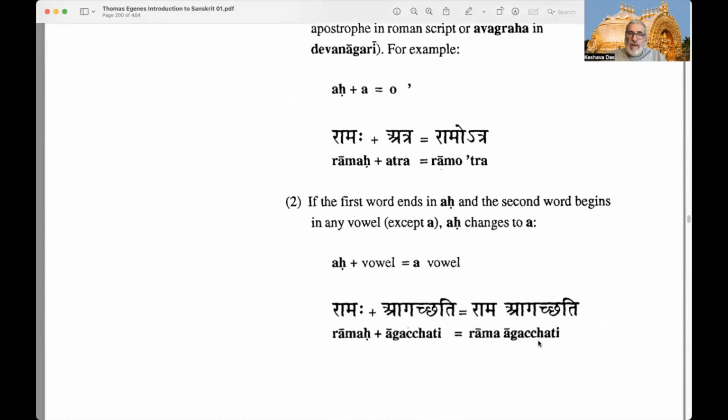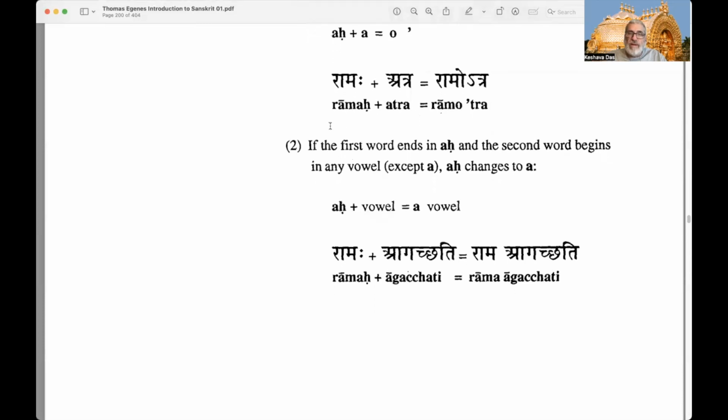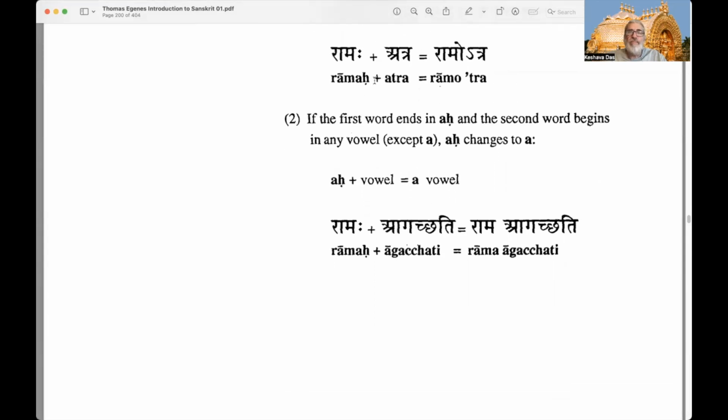And here's the examples, right? So we have the first word, whatever it is, ending in short a Visarga, and then the second word starting in a short a. After the Visarga Sandhi rules are applied, the short a Visarga turns into an o, and this a is deleted, and instead we put an apostrophe here in the Roman script. If we do it in Devanagari, he's given a full example.